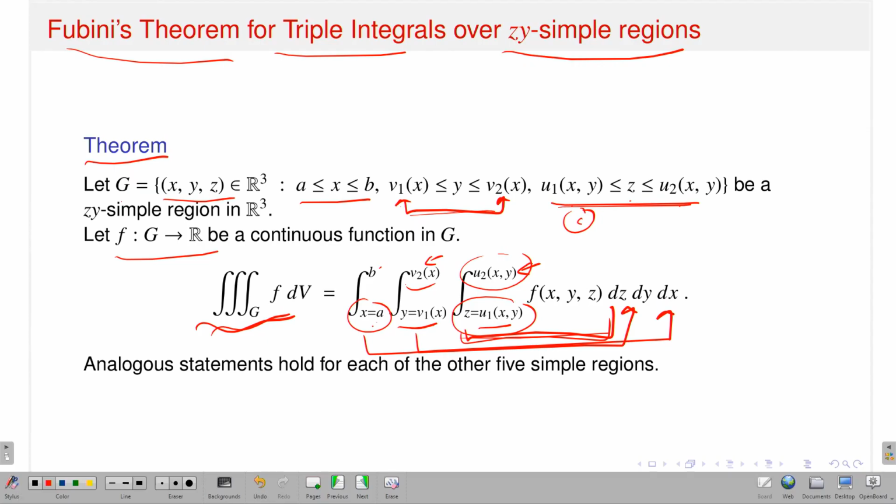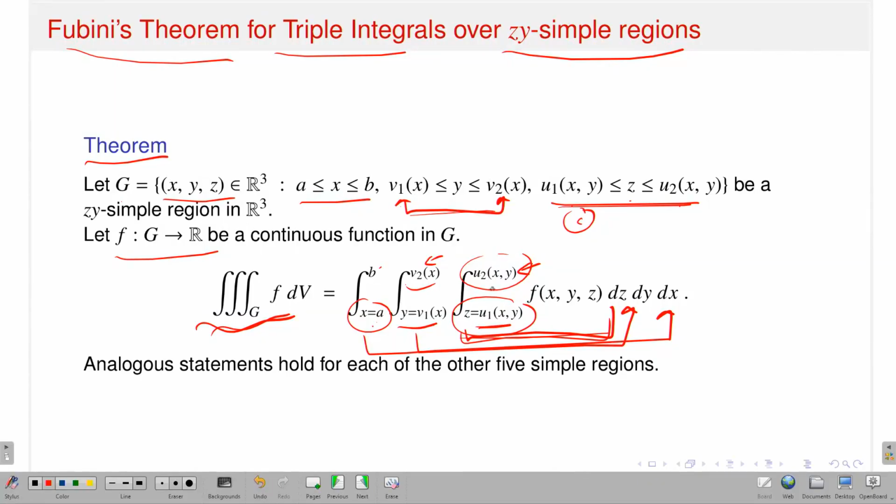So if I perform the integration in this order, keeping in mind that for the z variable the lower limit is u1(x,y) and the upper limit is u2(x,y), for the y variable the lower limit is v1(x) and the upper limit is v2(x), and at the end for the x variable it should be a to b, since x is running from a to b, it will give you the value of the triple integral. So that's the formula.